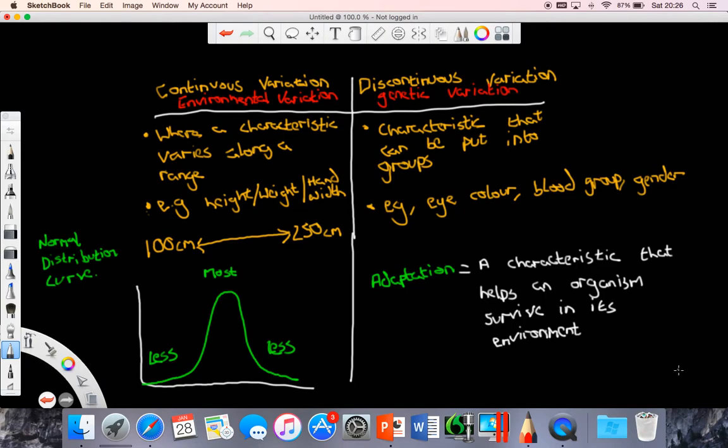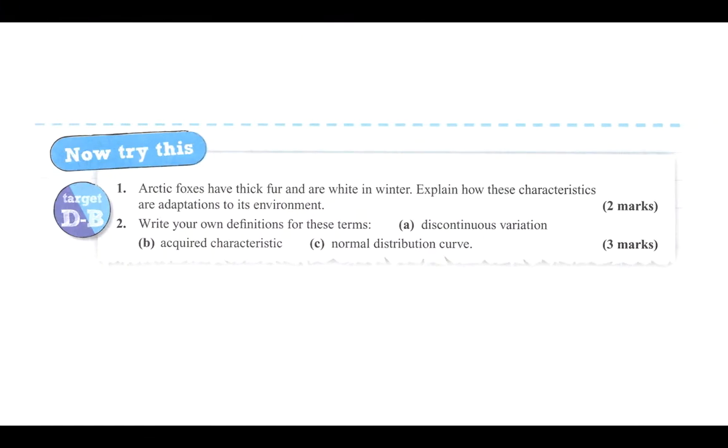Okay? So if we go back to our question, the Arctic foxes have thick fur and are white in winter. 2 marks. Explain how these characteristics are adaptations to its environment. So an Arctic fox lives in cold environments. It lives in, say, one of the poles. So the thick fur keeps it warm. If you said that the thick fur keeps it warm, you get 1 mark.